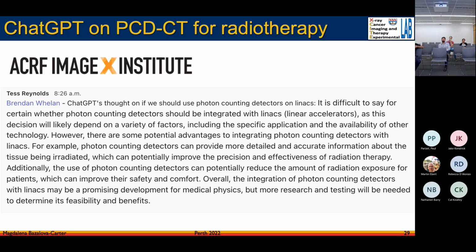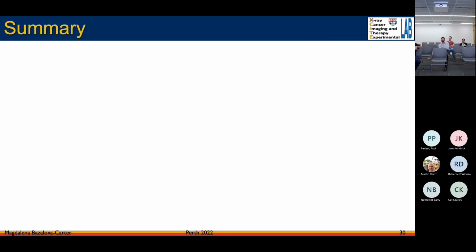Okay, so this is the take of ChatGPT on photon counting detector CT for radiation therapy. It actually came from Tess Reynolds from ImageX Institute just yesterday, because I was assigned to talk about the paper on PCT-CT for radiation therapy. And basically the conclusion of ChatGPT is very general. The integration of photon counting detectors with Linux may be a promising development for medical physics, but more research and testing will be needed to determine its feasibility and benefits. So you can probably say this about any new modality for just about anything, but you can see that ChatGPT was trained well for this sort of issues.